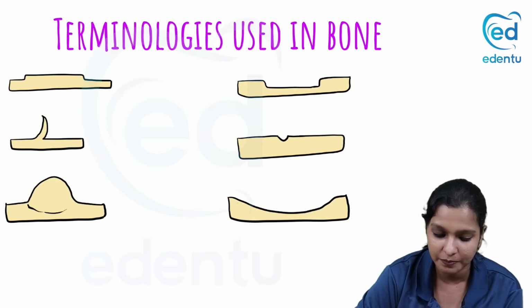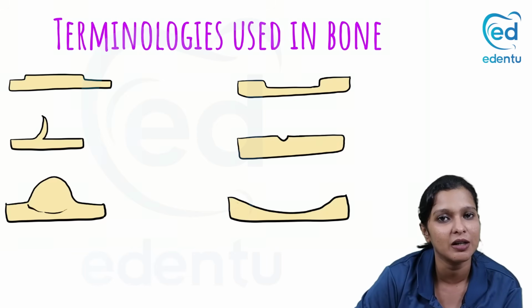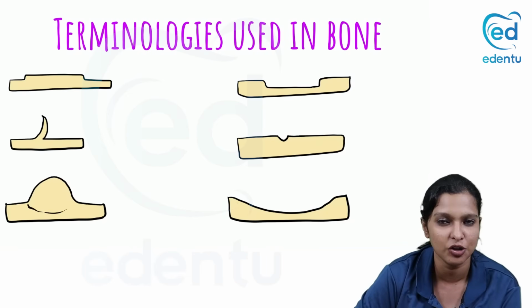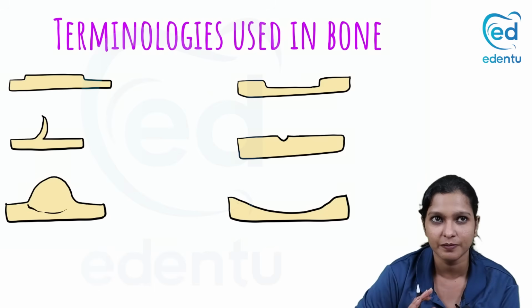Then we saw what all movements occur in the trunk region, what all movements occur in the neck, as well as in the jaw region. Then we'll move on to some terminologies used in bone.